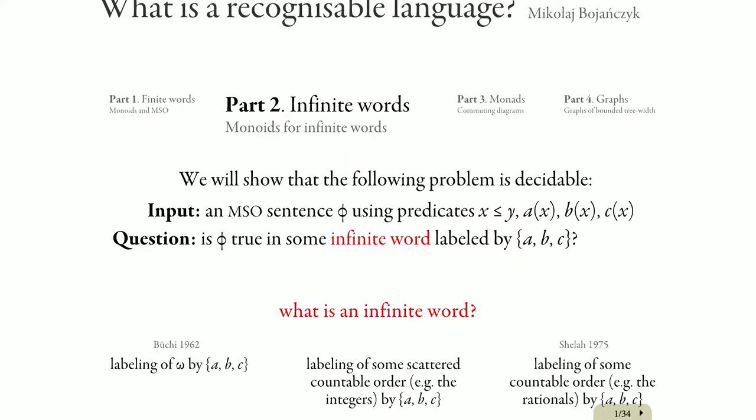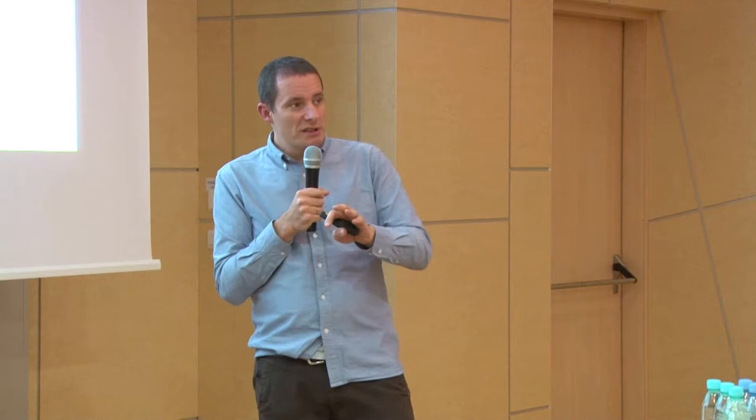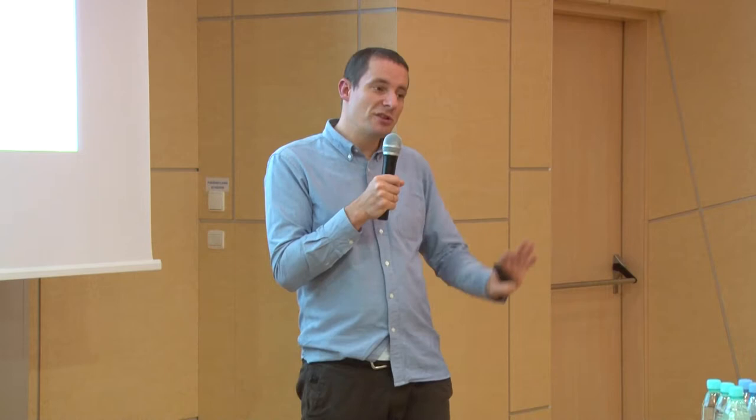Because there's this famous theorem of Shelah, which says that the following problem is undecidable. You're given an MSO sentence which only talks about the order, and you want to know, is it true in the real numbers? Now, the real numbers with order and the rational numbers with order, they look kind of the same. So for first order logic, they're the same. But for MSO, they're not the same. And this difference, it's very subtle.